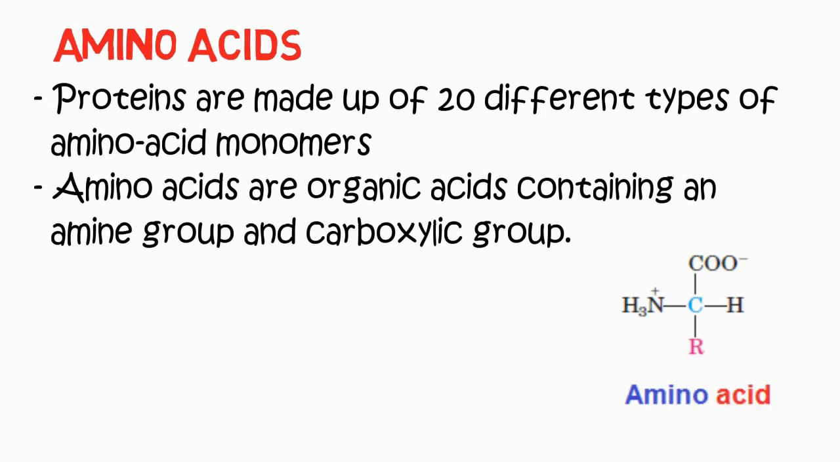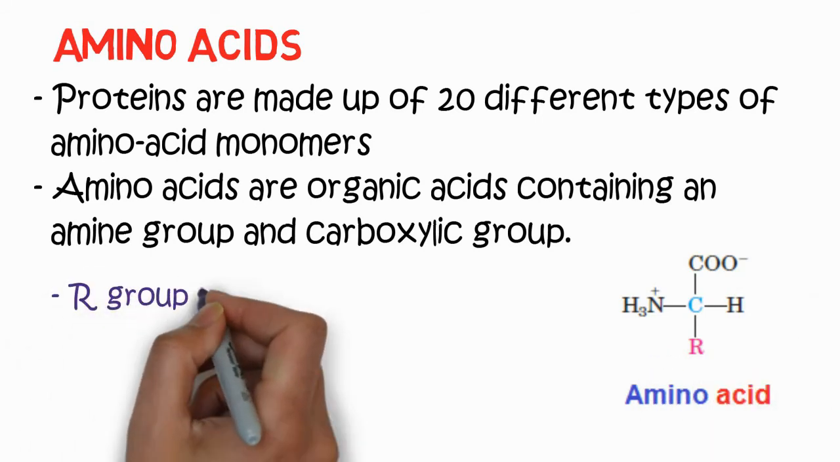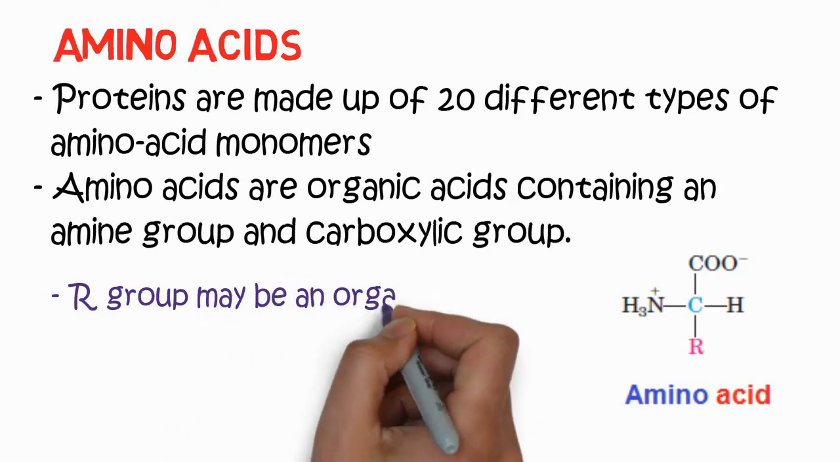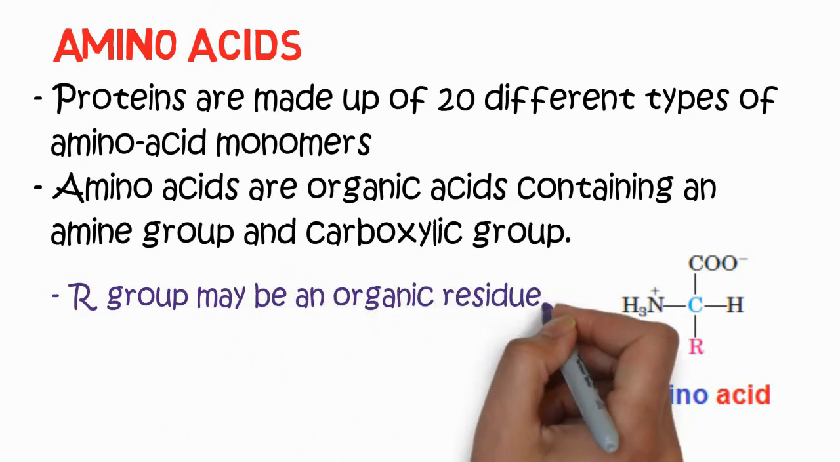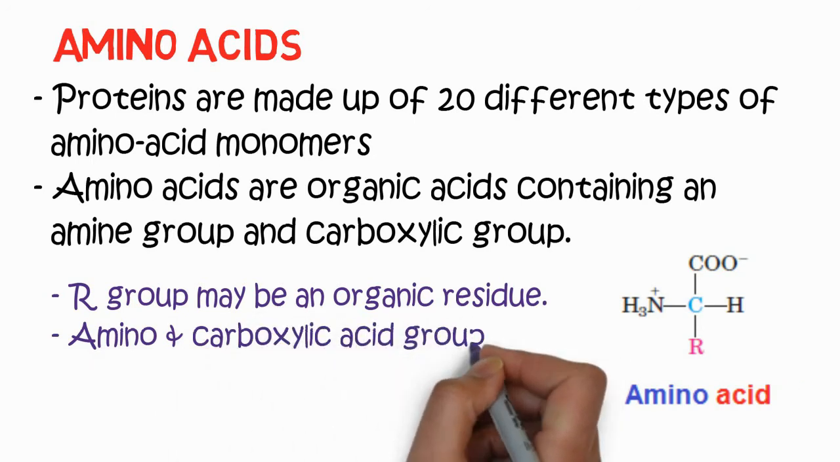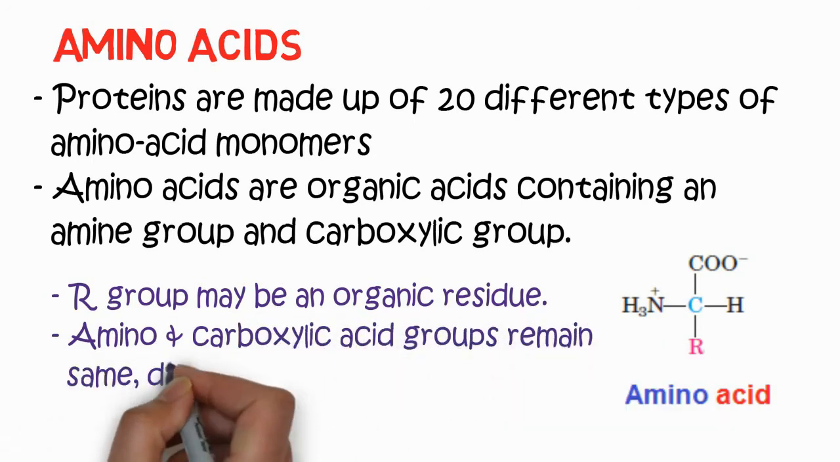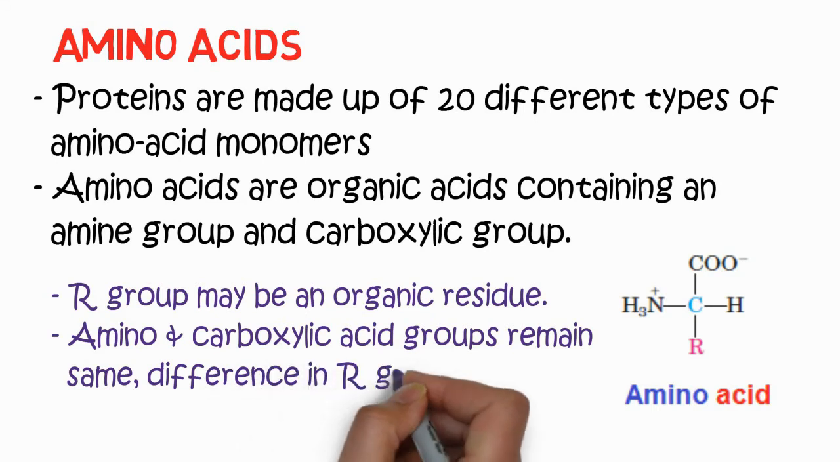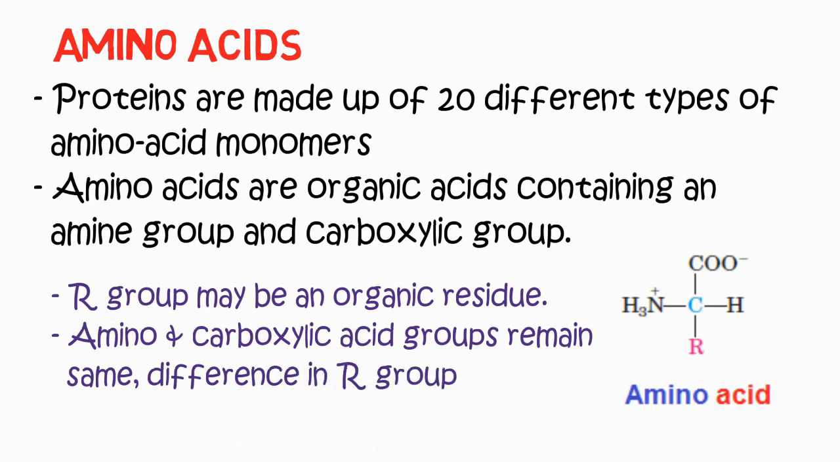In this structure, you can see that the amino acid carbon contains an amino group, a carboxylic acid group, and an R group. The R group may be an organic residue. The amino and carboxylic acid groups remain the same, while only the R group is usually different.